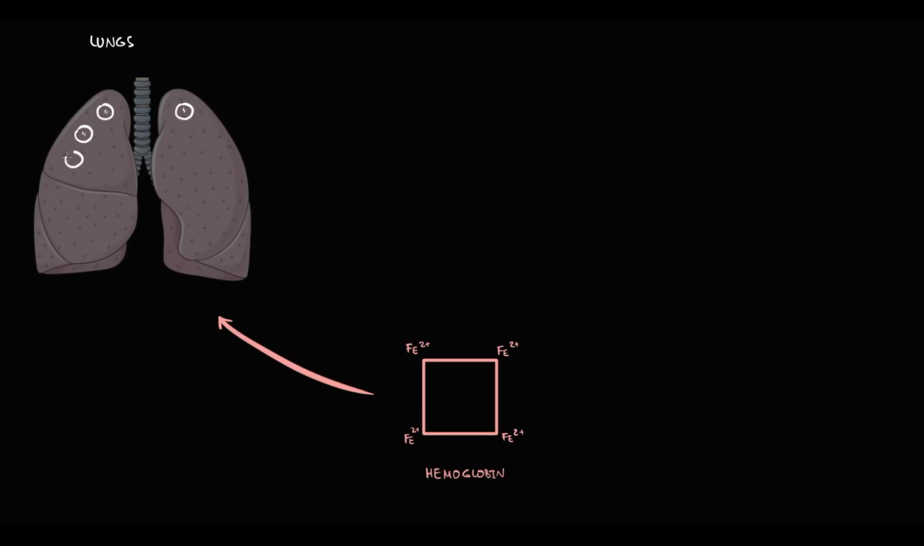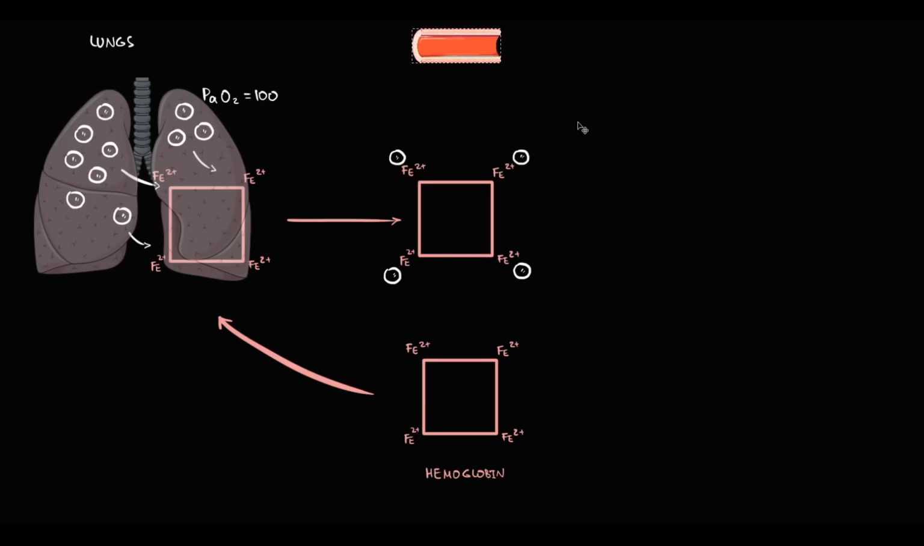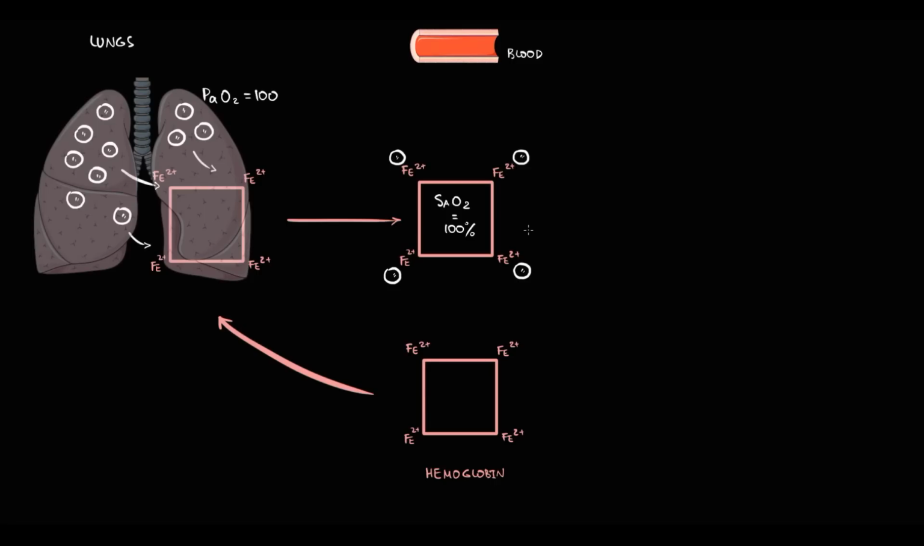To pick up oxygen, hemoglobin goes into the lungs. In the lungs, with inhalation, a lot of oxygen molecules come into the alveoli. The concentration of oxygen molecules is described by the partial pressure of oxygen. In the lungs, the partial pressure of oxygen is 100, which is huge. This high partial pressure of oxygen enables hemoglobin to bind 4 oxygen molecules. With these 4 oxygen molecules, hemoglobin enters the blood. And hemoglobin where every iron has oxygen, we call 100% saturated hemoglobin.